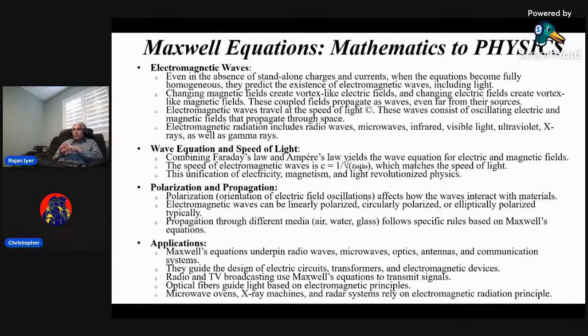Propagation through different media. For example, we know that it can propagate through air, water, glass, and the refractive index shows that, and refraction and reflection and transmission, and there's opacity, there's transparency, all that we can figure out based on that. They use specific rules based on Maxwell equations. So applications are many, and we continue to increase. For example, radio waves, microwaves, optics, antennas. Antennas form the fundamental basis of any communication system.